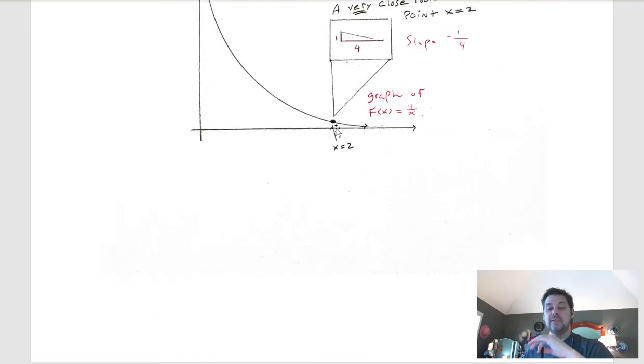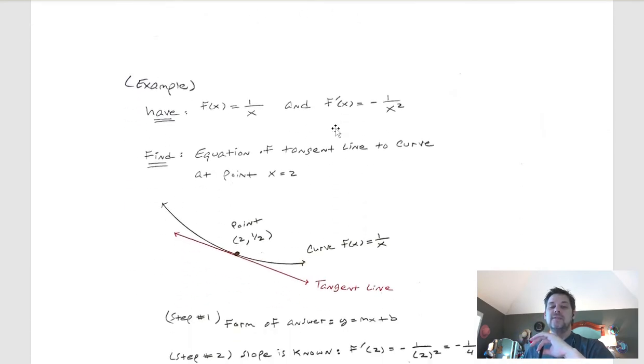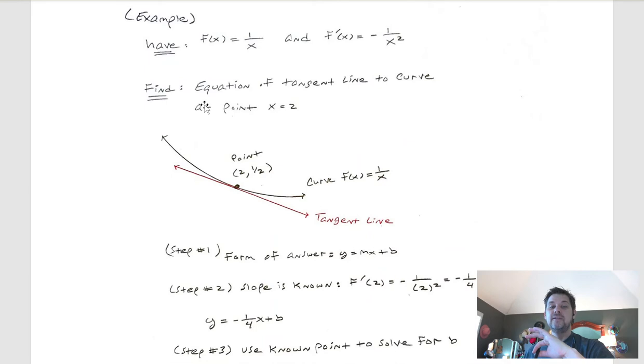Now, let's try something else. Suppose we have something like this. We have a function and its derivative. And now I'd like to find the equation of the tangent line to the curve at the point where x is 2. Okay, now again, if you're visual, think of it like this. In black, you'll see the curve. And in red, you'll see the tangent line that meets the curve at the point where x is 2. Okay, there's the point where x is 2.